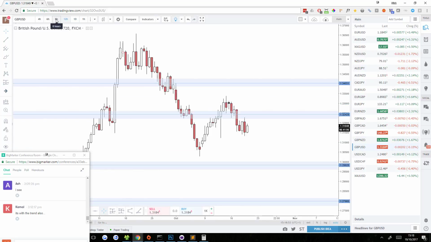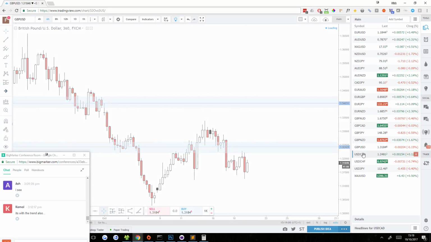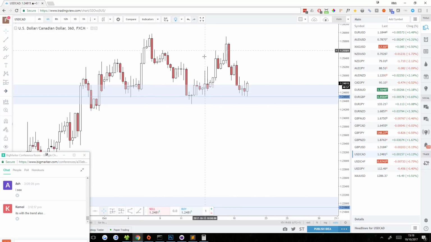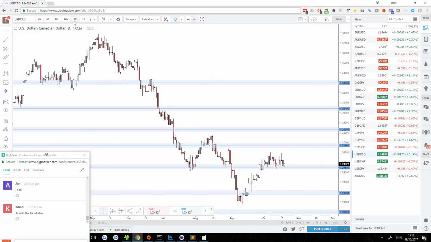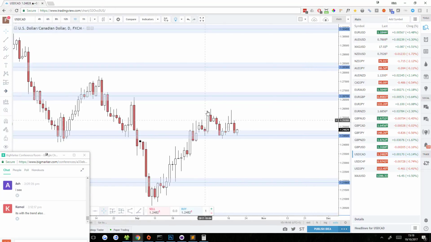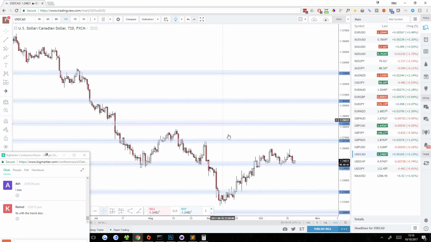GBP USD. If you wanted to short, it's a bit too late already. USD CAD. USD CAD is stalling on support again. Well, maybe a potential long opportunity. All right, so there is a potential long opportunity here from this support area.